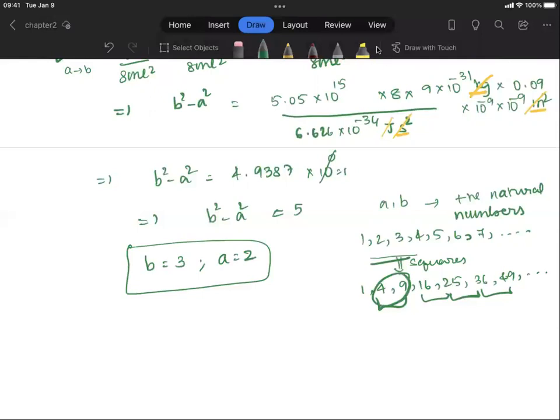Or, since it emits a photon, the initial and final states are 3 and 2. This would be the initial state. This would be the final state, because you're emitting a photon and not absorbing.